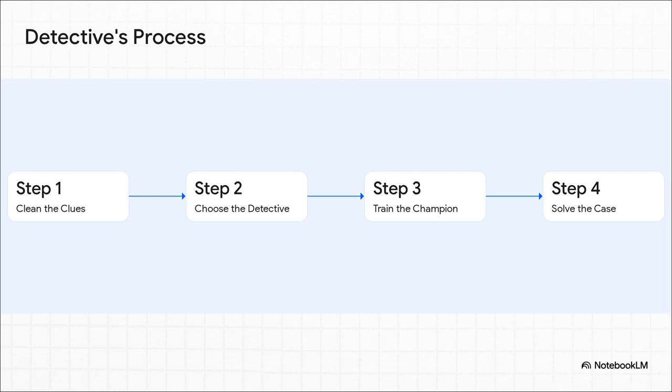To crack a case like this, you need a solid plan. We're going to follow a classic four-step process. First, we've got to clean up the clues. Second, we choose the right detective for the job. Third, we train up our champion. And finally, the best part, we solve the case. So let's get our investigation started.